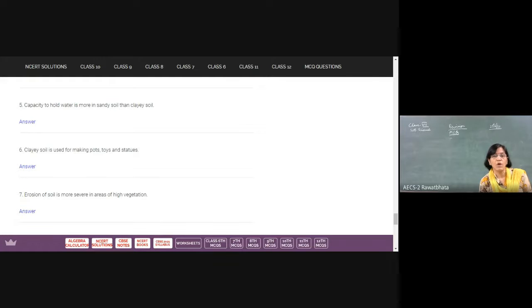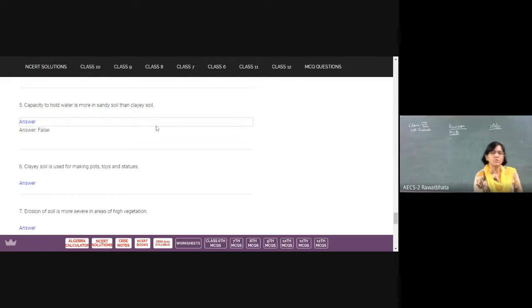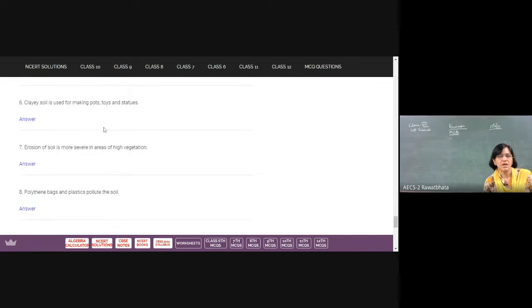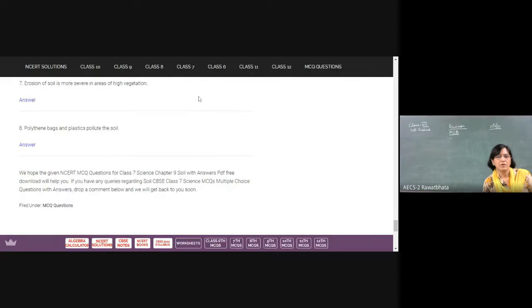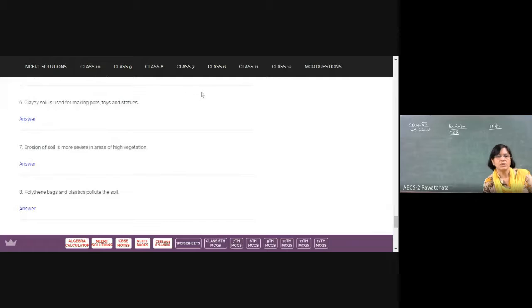Capacity to hold water. Ma'am, false. Has to be false. Out of the two, only one will come. Water holding capacity, how will it be? The sand is not able to carry water with it. It passes down. Now, let me take up the sixth question.